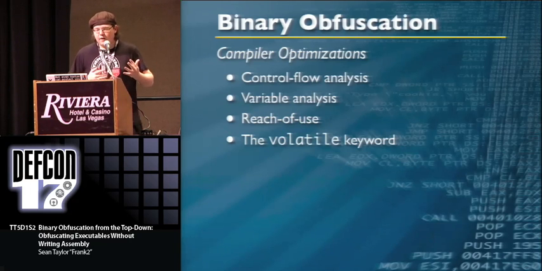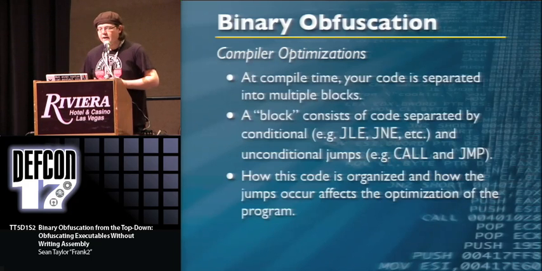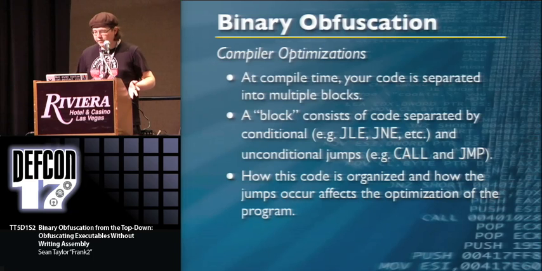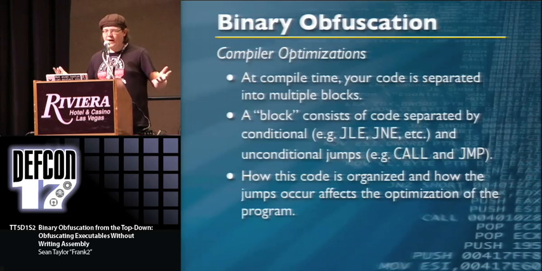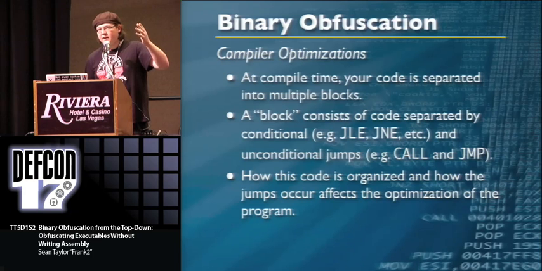So we're going to cover four different types of analysis that compilers do: control flow analysis, variable analysis, reach of use, and especially something very interesting, the volatile keyword. At compile time, your code is separated into a whole bunch of logical blocks. Control flow analysis figures out how literally your code flows. The blocks afterward are optimized to figure out: within this block, is there anything redundant happening? What about in the entire graph itself? Is this being canceled out by this, et cetera?